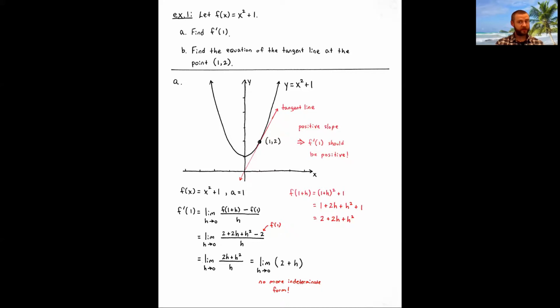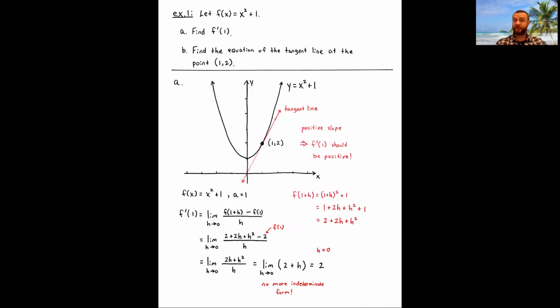And while we still have an indeterminate form here, we can't plug in or evaluate this at h equals 0. There's an indeterminate form of type 0 over 0. We can factor h out and cancel it. If you do so, you're left with 2 plus h. And there we can evaluate the limit as h goes to 0, basically by plugging in h equals 0. We have an equivalent expression now, or function, with no more indeterminate form. So we get this limit evaluates to 2.